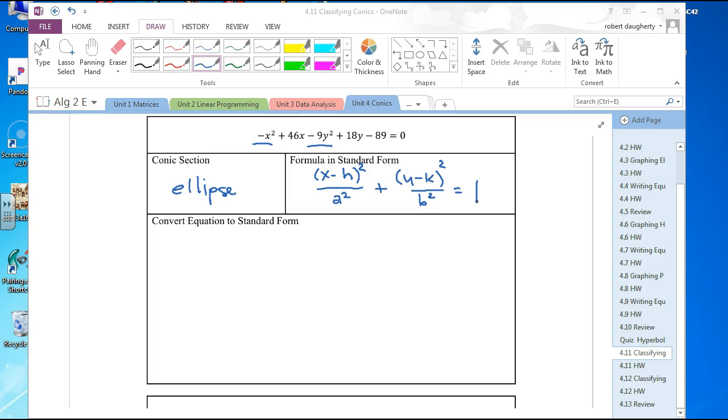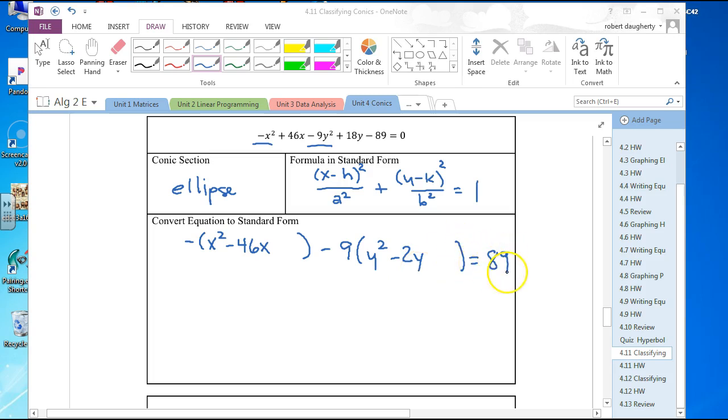So to complete the square, I'm going to have a negative x squared minus what, 46x? That's negative x squared plus 46x minus 9 y squared minus what? What do I multiply negative 9 by to get positive 18y? The answer is 4, but you're looking for something. Okay. Equal 89. Okay. Now to complete the square, what do I have to add here?